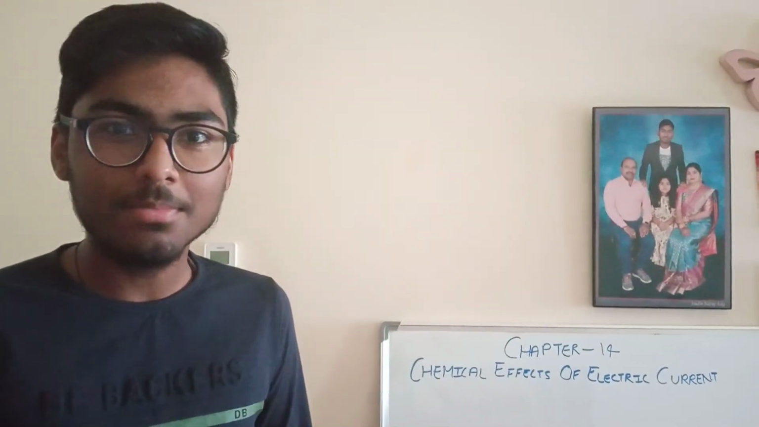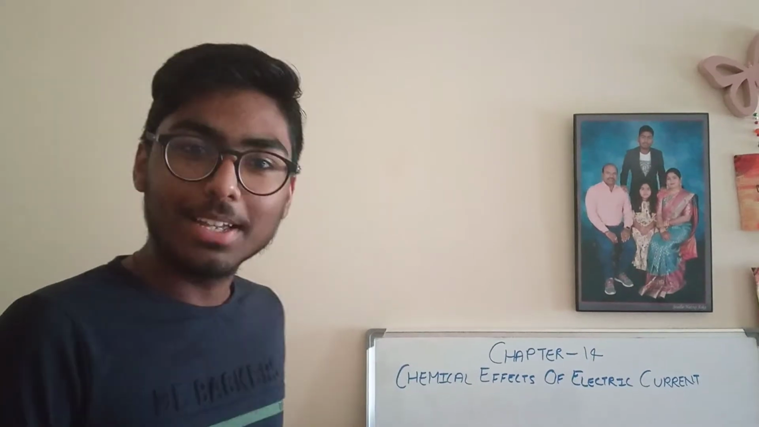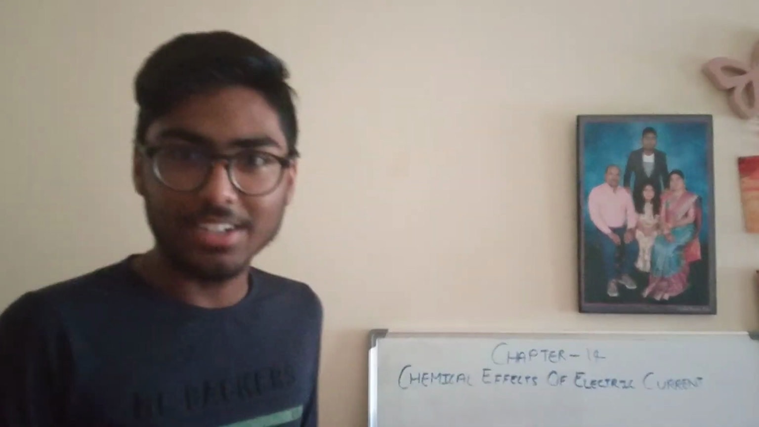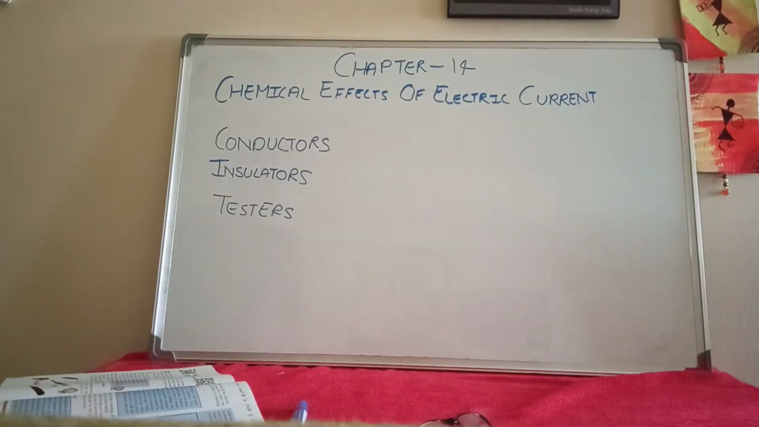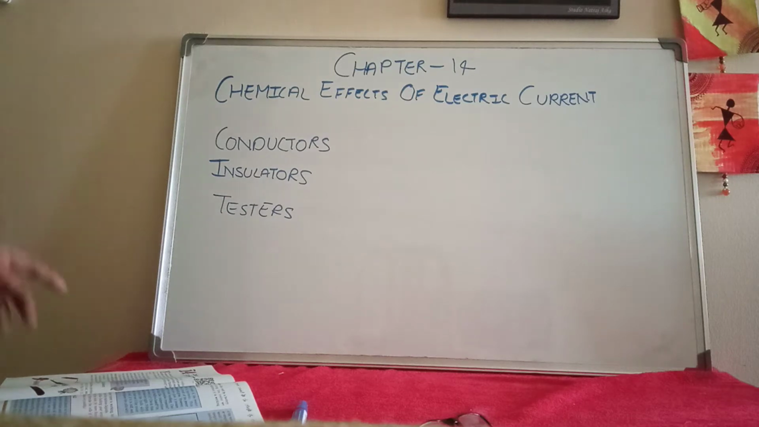My name is Ash Biswai from class 8, and today we'll be talking about chapter 14 of our science textbook, Chemical Effects of Electric Current. Let's get started. There are some important words or terms that we have to remember for this chapter: conductors, insulators, and testers.